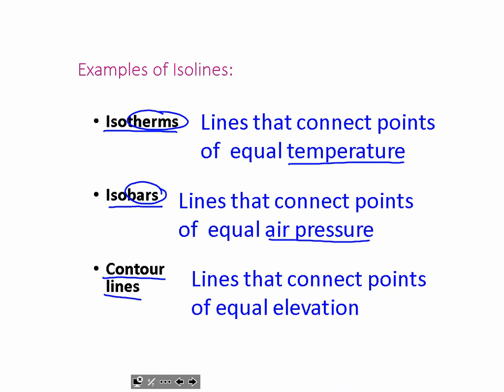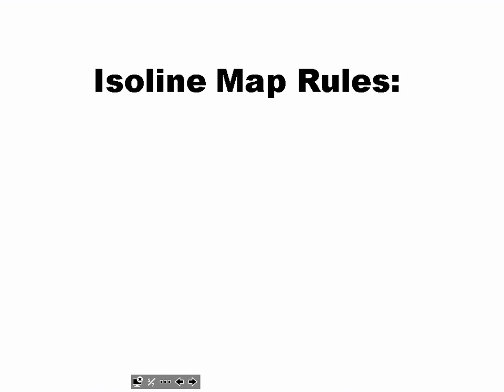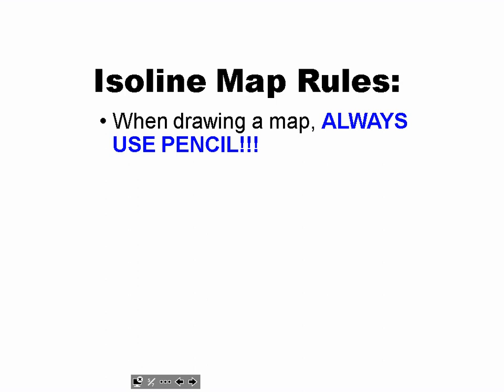Now in class, we're going to do some practice drawing isolines, and when we get into our next part of notes, contour lines are what we're going to be focusing on. When we're drawing isolines, it's really important, always, always, always use pencil. I'm going to really stress that because you're going to mess up the first few times you do this, and that's okay. Pencil is really easy to fix. Pen, not so much.